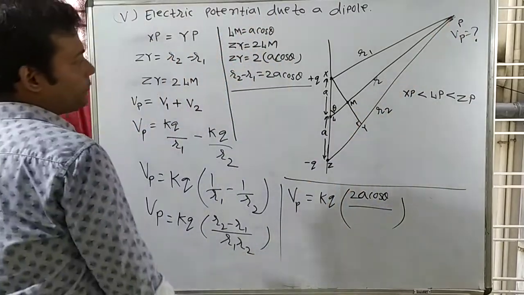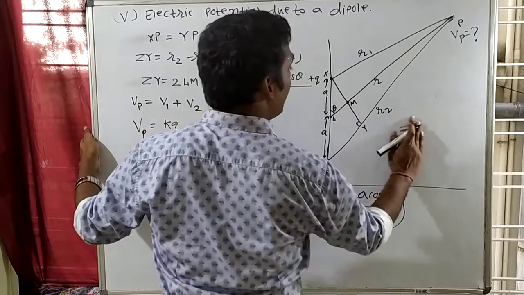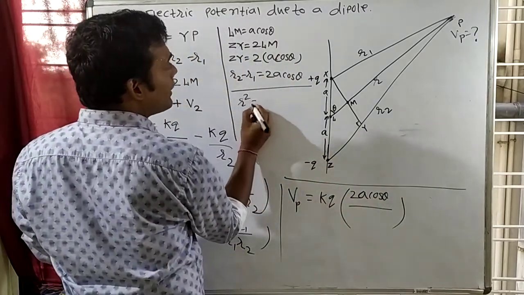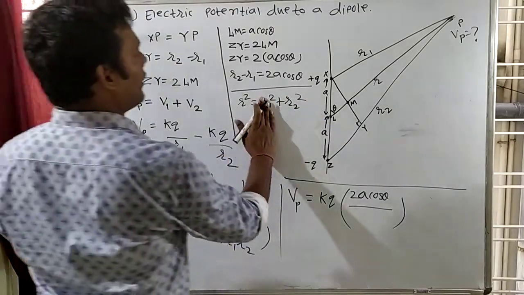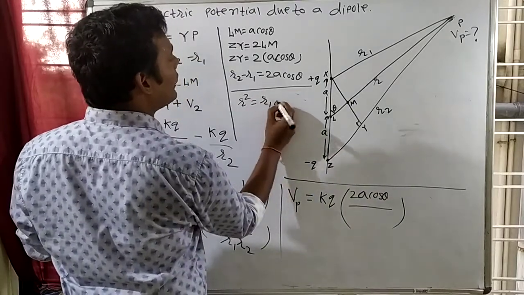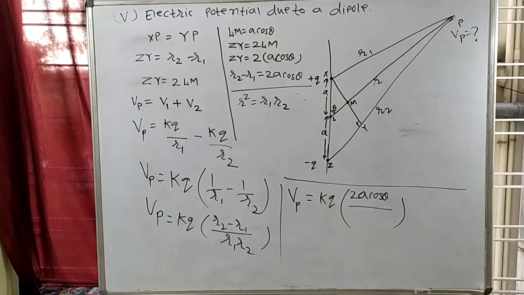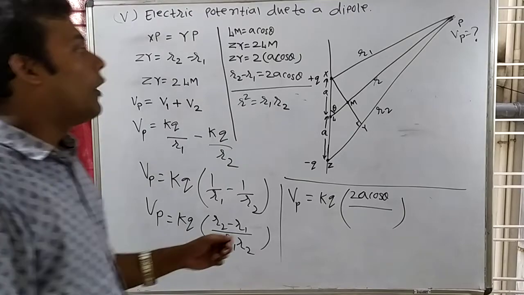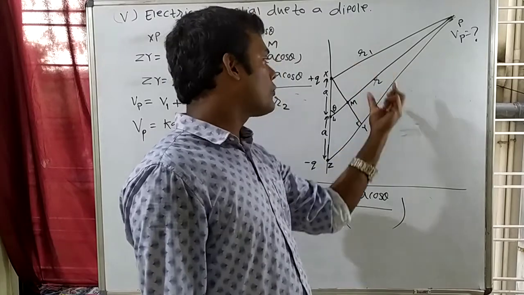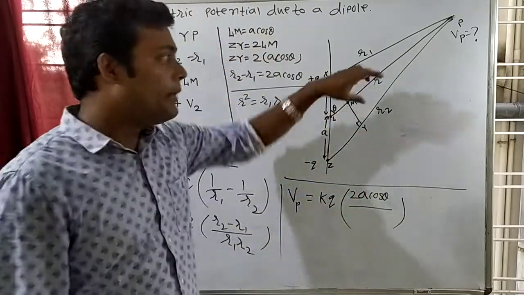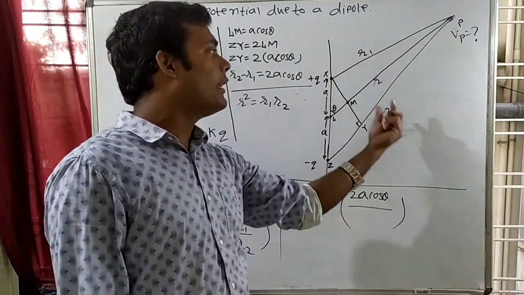So can we say that R square is equal to R1 square plus R2 square? Oh sorry. R square is equal to R1 into R2. Can we say R square is equal to R1 into R2? Why can we say this? Because R is the middle one. So middle square is equal to smaller into bigger. This is the middle side, so middle square is equal to smaller into bigger.